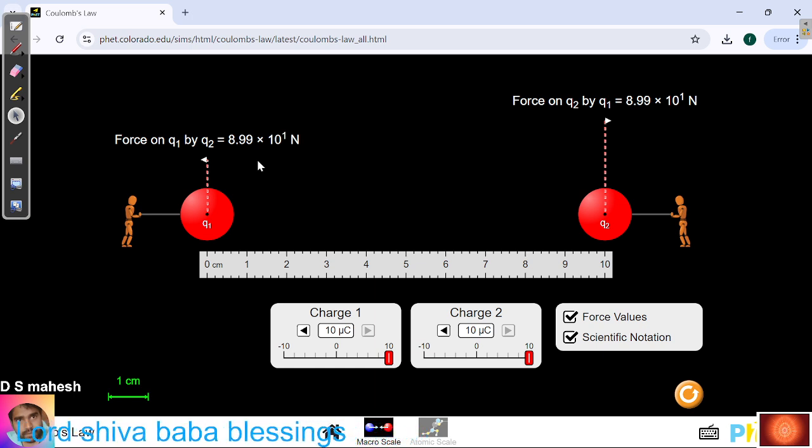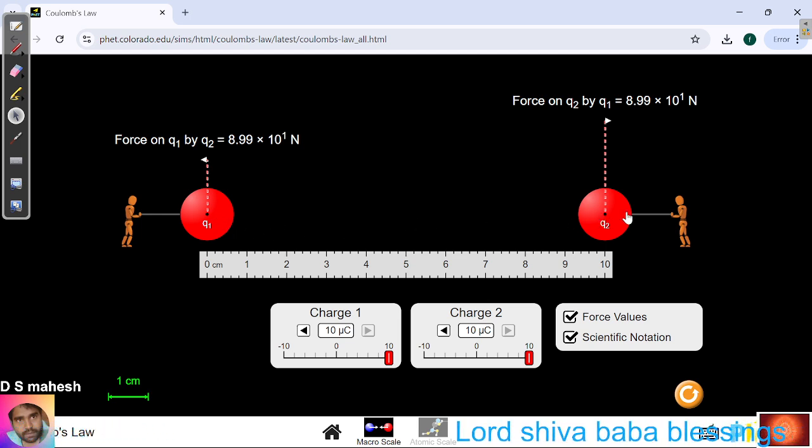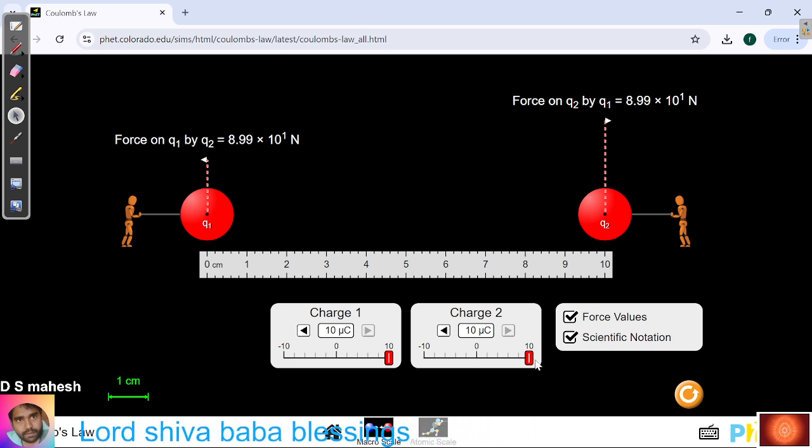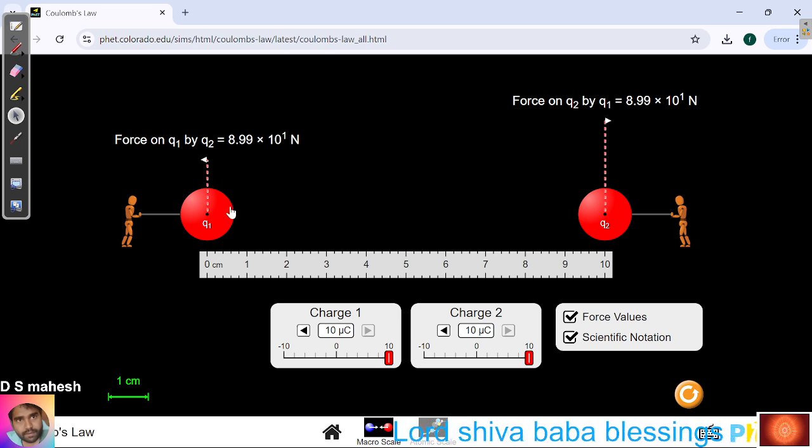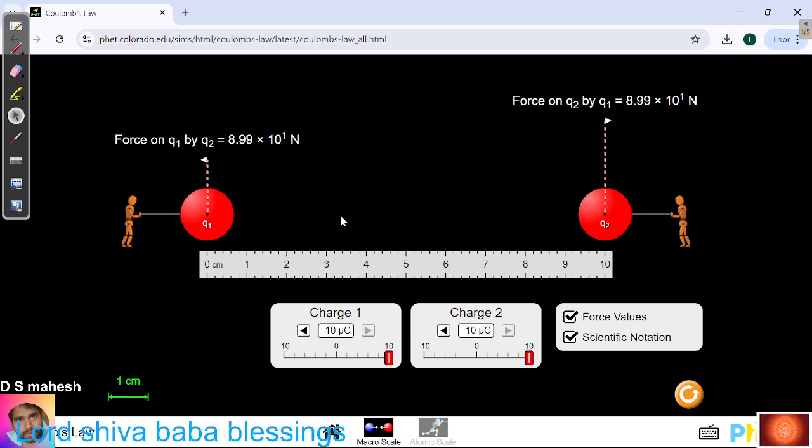So now we'll be considering the simulation of this Coulomb's law. Here there are two charges, Q1 and Q2. Both of them are positive charges. Q1 has a value of plus 10 microcoulombs and Q2 has a value of plus 10 microcoulombs. They are separated by a distance of 10 centimeters. So each of them will be exerting force on the other. Since both the charges are positive, there will be a force of repulsion between them, since when both the charges are like charges, there is a force of repulsion.